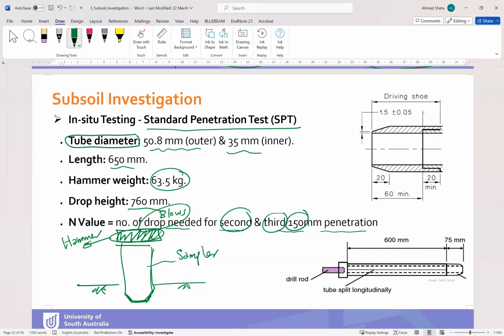This N value, again, correlates to the soil strength. When the number is high, this means the soil strength is high.